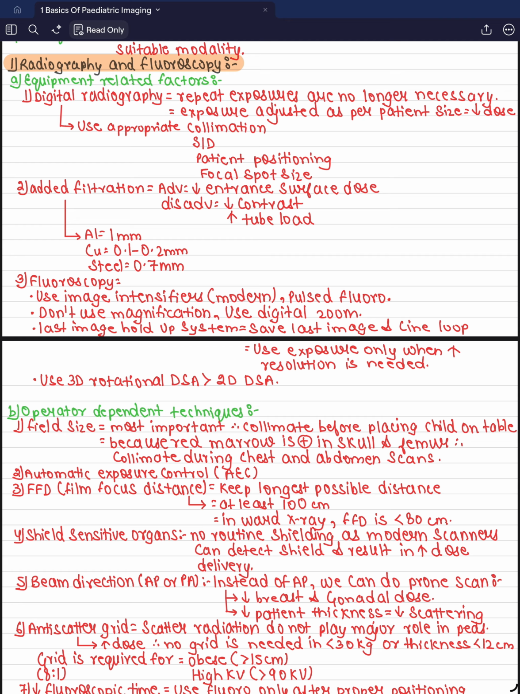Which filter do we use? If you are adding aluminium, then 1 mm aluminium. If copper, then 0.1 to 0.2 mm copper. And if you are using steel, then it is 0.7 mm.